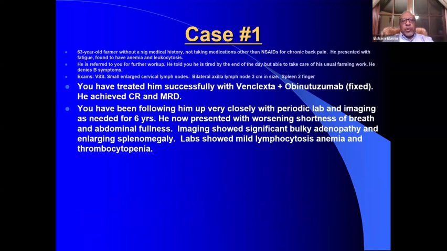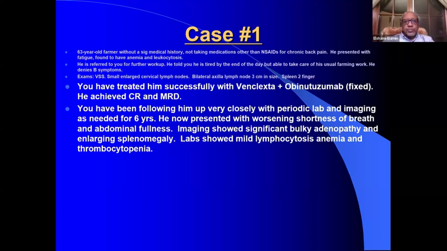You have been following him up very closely with periodic labs and imaging as needed for 6 years. So he has been doing well for 6 years. Now he presented with worsening shortness of breath and abdominal fullness. Imaging showed significant bulky adenopathy and splenomegaly. So he had a bad relapse. Labs showed mild lymphocytosis, anemia, and thrombocytopenia. So he had a big relapse.